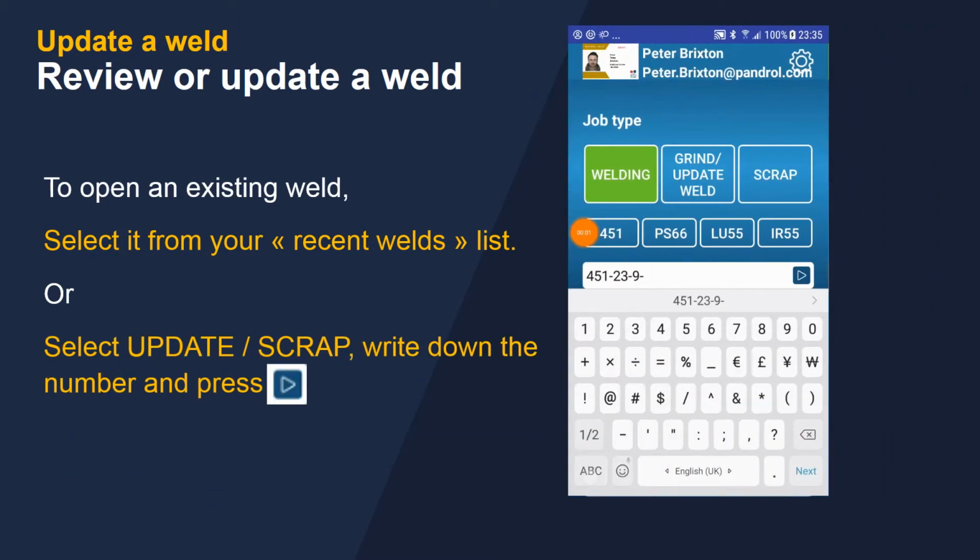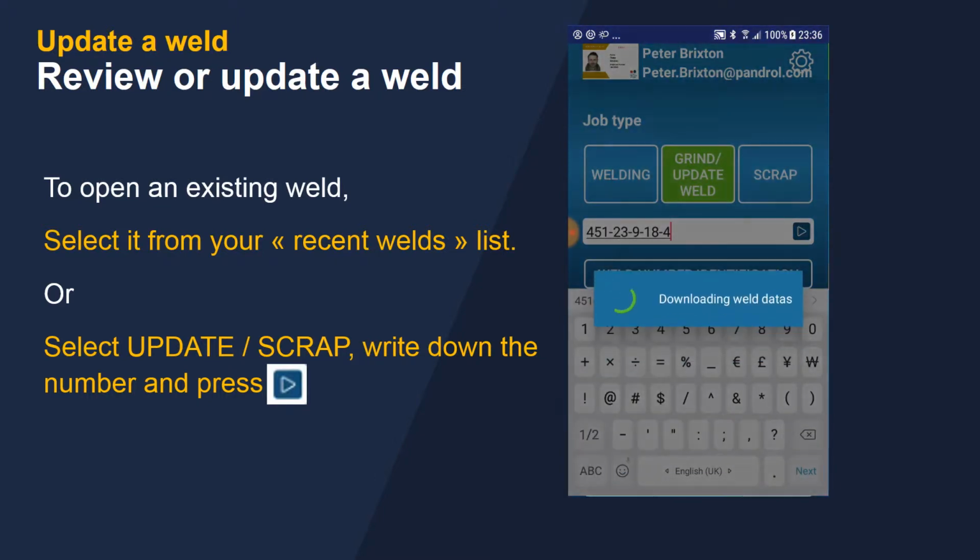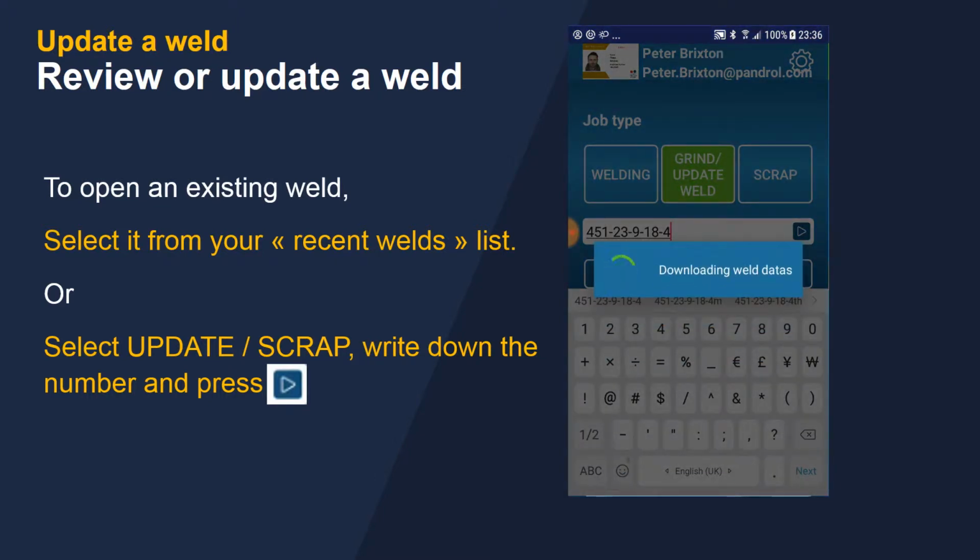Else, you will have to type in the number of the weld and press the arrow to download the data. The number of the weld should have been written or stamped on the weld itself. Depending on the previous status of the weld, it will display different pages at first, but you can navigate in the weld by swiping the screen.